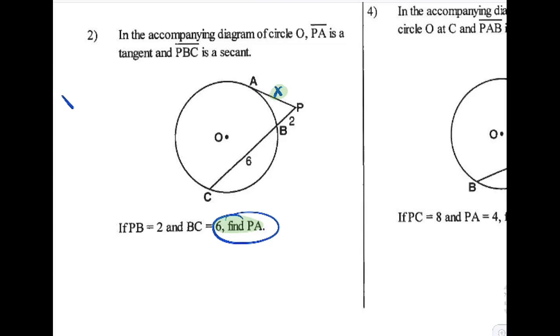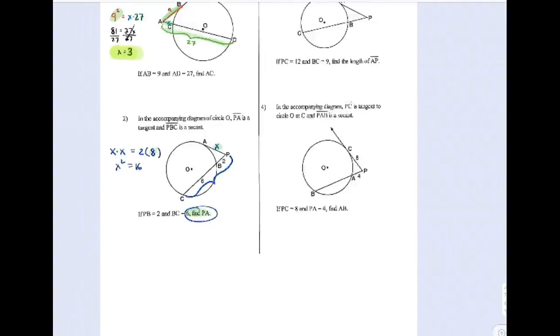So let's see. The outside part times itself equals the outside part times the whole thing. The whole thing is 8, right? Not 6, not 2, but 8. So you have x squared equals 16. Take it from there.